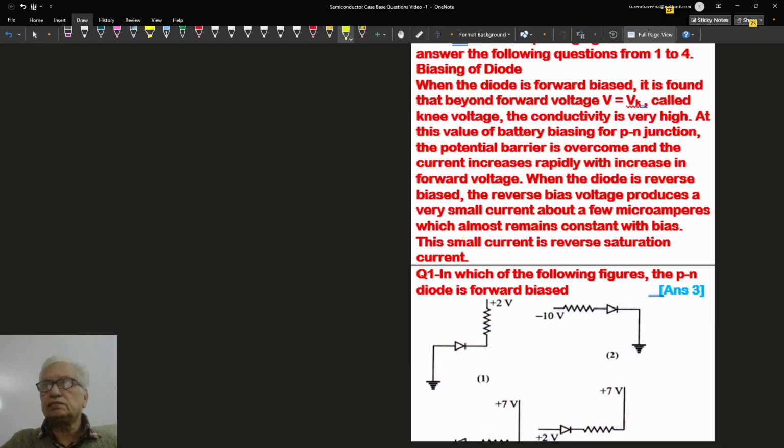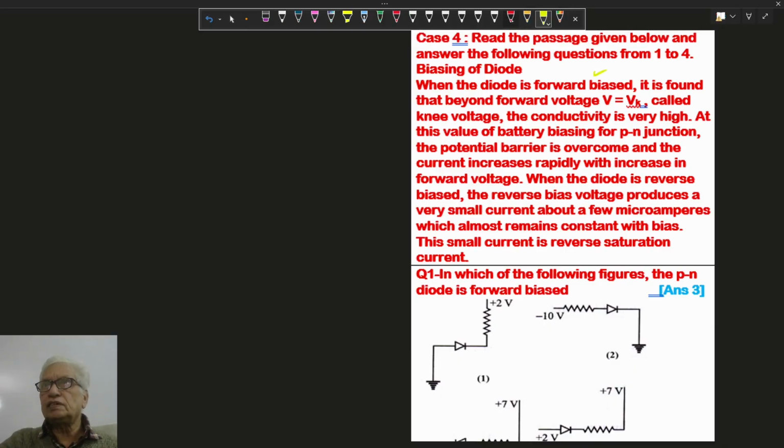So in this case, when the diode is forward biased, this is our knee voltage. After the knee voltage, conductivity is very high, so current rapidly increases like this. Forward biasing current after the knee voltage suddenly increases and then saturates. After say 1.1 or 1.2 volt, it reaches saturation, so current is almost constant. Here the knee voltage is Vk, sometimes written as V knee. In forward biasing milliampere and in reverse biasing microampere currents are there.